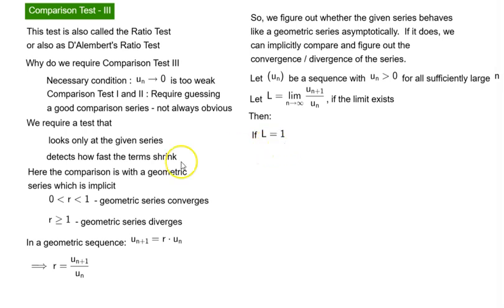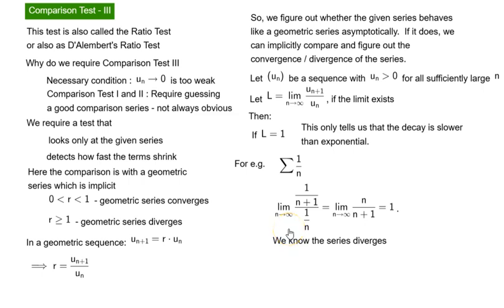Now, if L is equal to 1, this only tells us that the decay is slower than exponential. For example, if we look at the series 1 by n, and take the limit as n goes to infinity of the ratio of successive terms, 1 by n plus 1 divided by 1 by n, this is equal to the limit of n by n plus 1, which is equal to 1. And we know the series diverges beforehand itself. This is just to show you what the limit is.